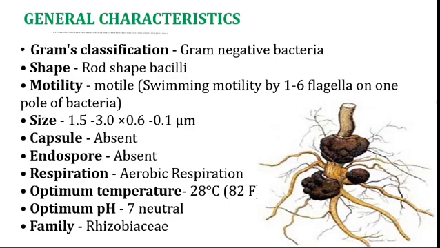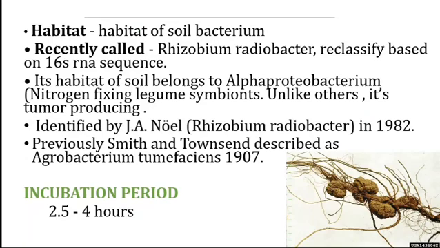Respiration is aerobic, and the optimum temperature for growth is 28 degrees Celsius, and the optimum pH is 7, neutral. It belongs to the Rhizobiaceae family. And soil is the habitat of Agrobacterium tumefaciens.